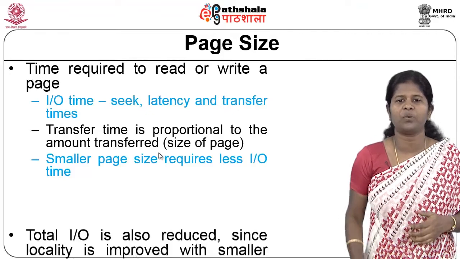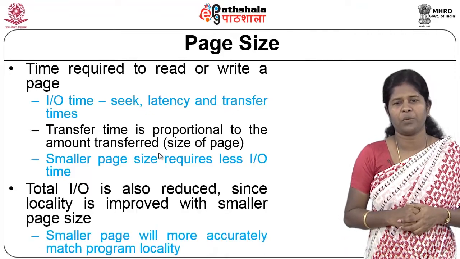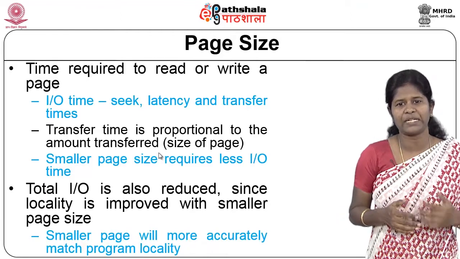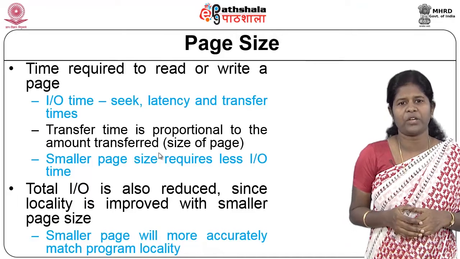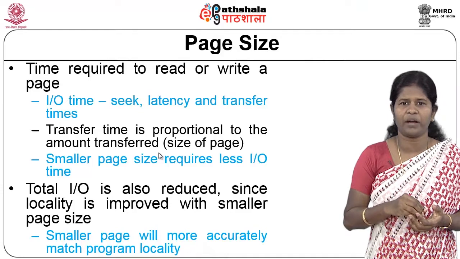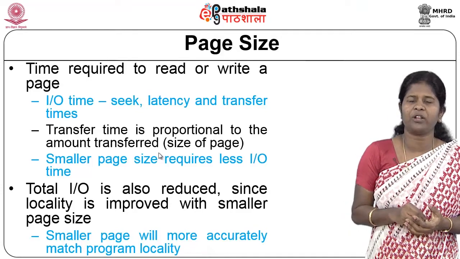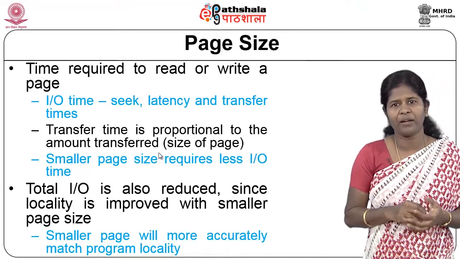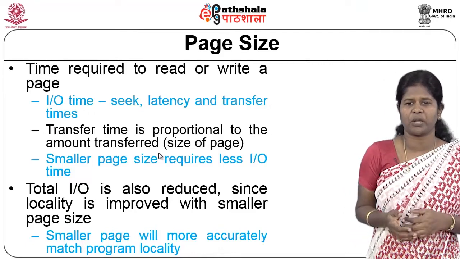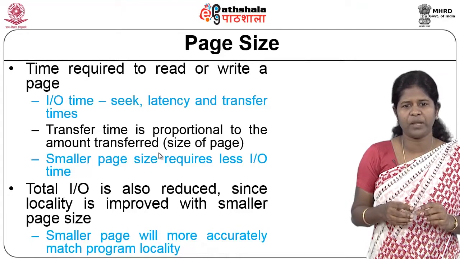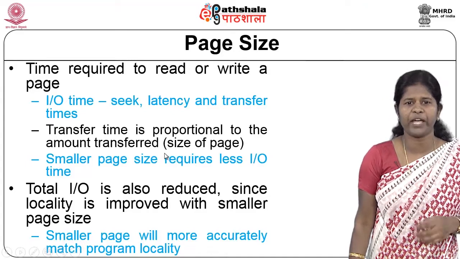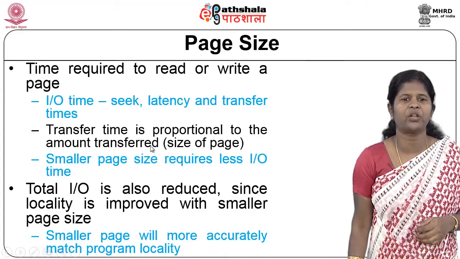Smaller page size will require less I/O, and the total I/O is also reduced because locality is improved with smaller page size. When you have a smaller page size, most of whatever you want to read will be within that particular page, and you will not bring in a big page with some of the contents which are not being used at all. So, smaller page size will more accurately match the program locality. So, it is preferred to have a smaller page size when you are looking at I/O.